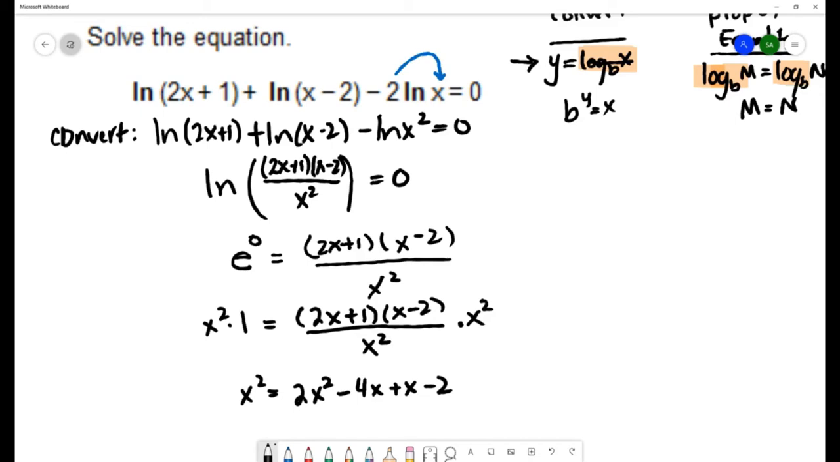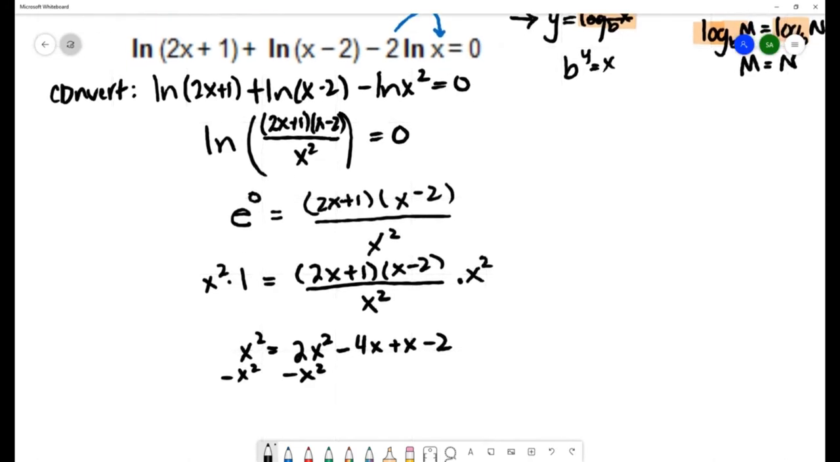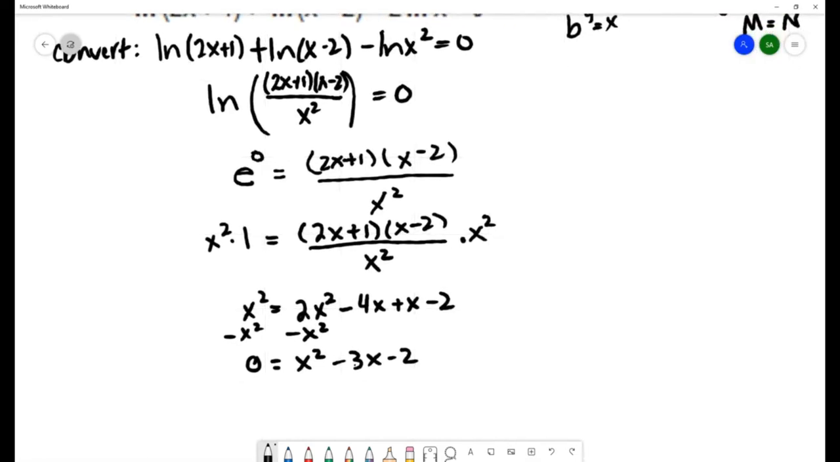I can move all the terms to the same side, so I'm going to subtract x squared. And that gives 0 equals x squared minus 4x, oops, I can combine those two together. Negative 4x plus x is negative 3x, minus 2. I can solve this quadratic by the quadratic formula. I don't think factoring will work on this one. I'm going to let a equal 1, b equal negative 3, and c equal negative 2.